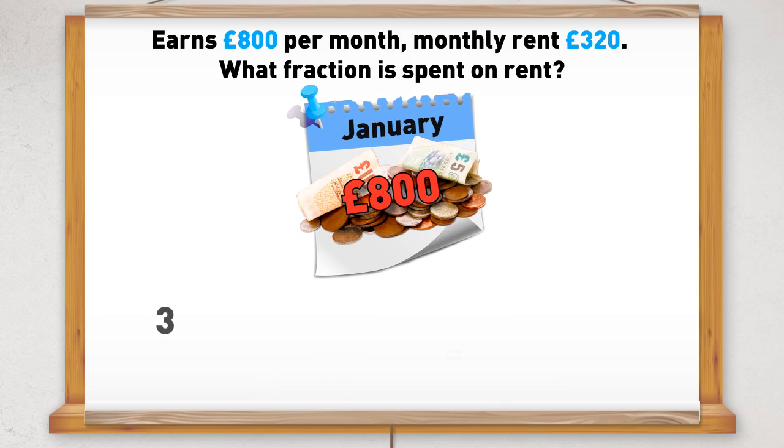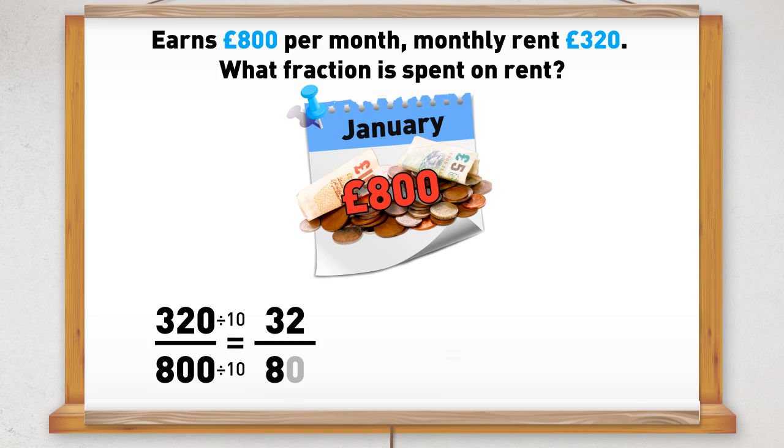Start off by writing 320 out of 800 and see if we can cancel down. Both numbers end in 0, so I can divide top and bottom by 10 to give me 32 over 80. I now have two even numbers, so I will divide both of them by 2 to give 16 over 40. I can now see that 16 and 40 occur in the 4 times table, so I can divide them both by 4 to give me 4 over 10.